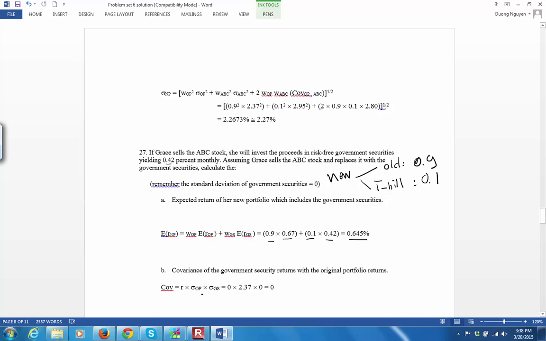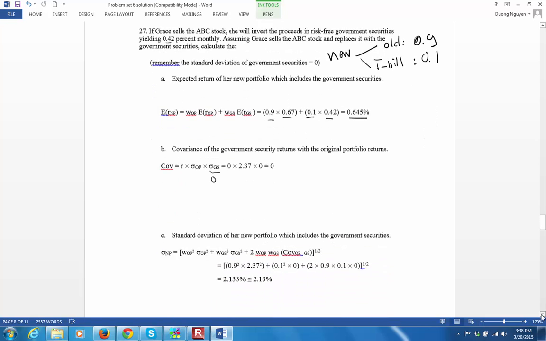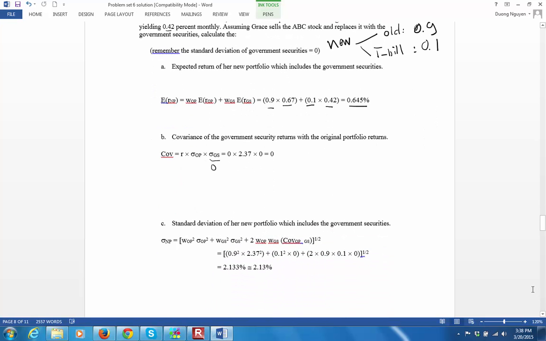And the covariance is equal to correlation times sigma 1, sigma 2. But remember the standard deviation of the T-bill is 0, so the whole thing is equal to 0. And the correlation is also equal to 0. The correlation between the government security and any other security is 0. And for the standard deviation, you use the same formula we had before.